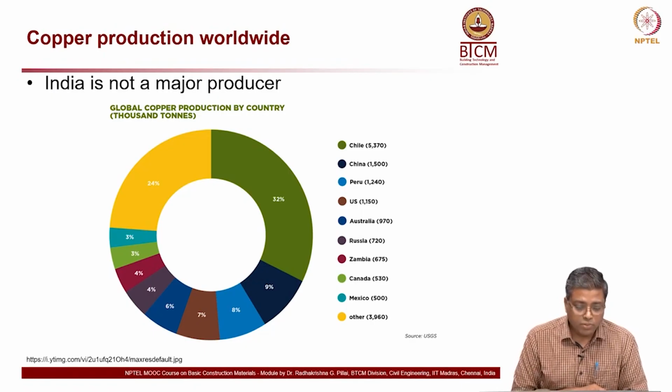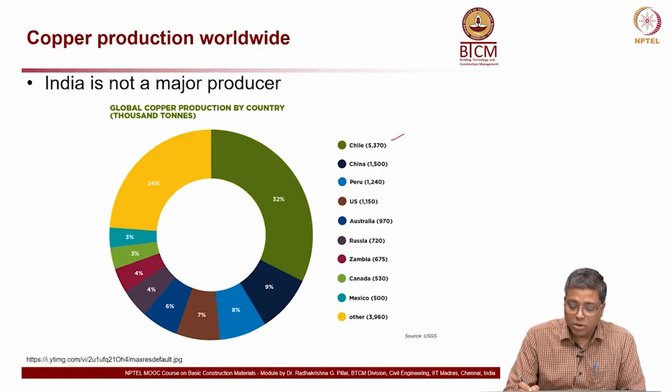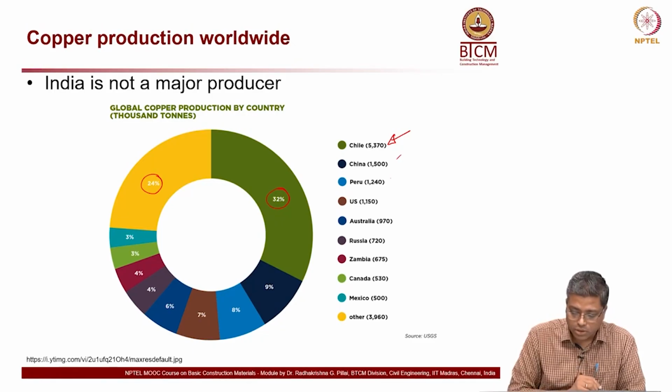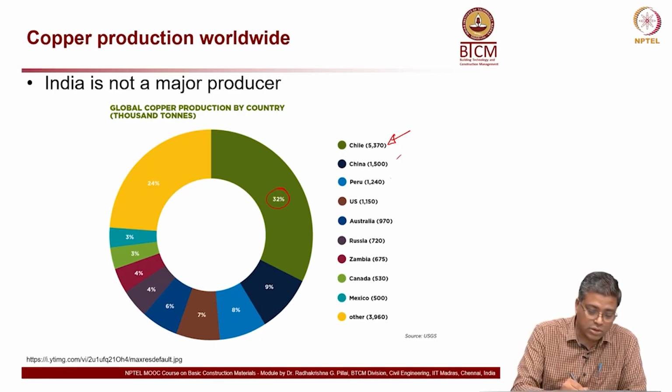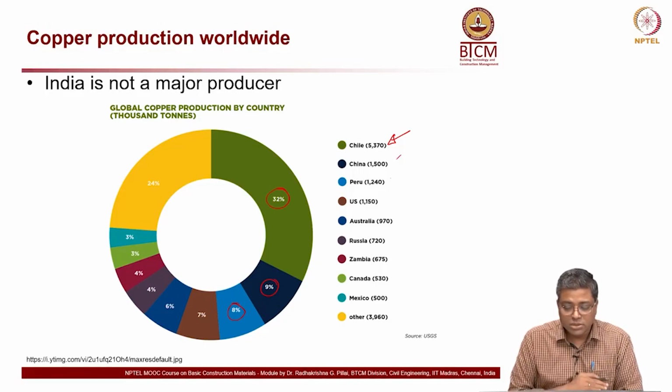Copper production worldwide, if you look at, India is not a major producer. Okay. The top producer is Chile, okay, then China, then Peru. So, Chile is about 32%, China is about 9%, okay, Peru 8%, so more or less not a big difference, but Chile really outperforms everyone else, probably because of the raw material availability in that country.